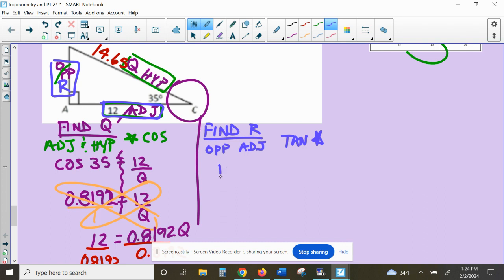Okay, so you wrote tangent. And then what? 35 equals opposite, which is what? R over 12. Okay, now I've got to solve him. So get this in your calculator, get your decimal, crisscross multiply. This one's on you.